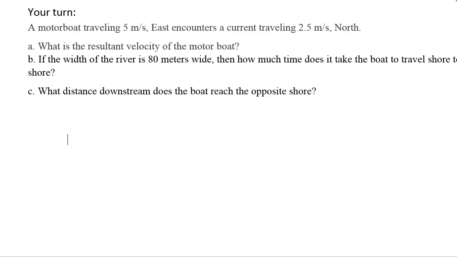All right, so hopefully you had a chance to do the your turn questions. So let's take a look at the first one. It says a motorboat traveling 5 meters per second east encounters a current traveling 2.5 meters per second north.